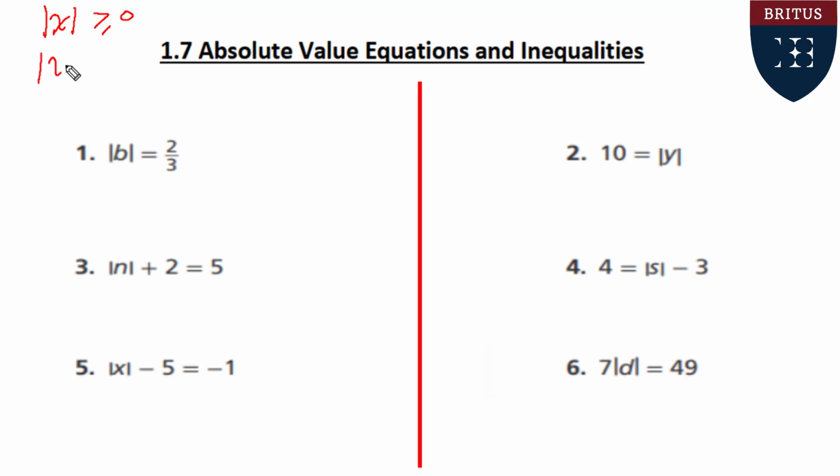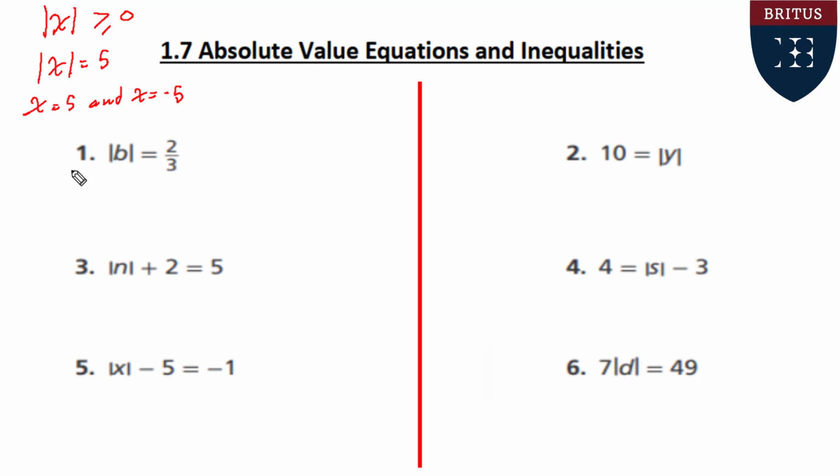Absolute value of x is equal to 5. Now we have two solutions. Maybe x equals 5, maybe x equals negative 5. So we can say that x is equal to 5 and x is equal to negative 5. Don't forget this point.